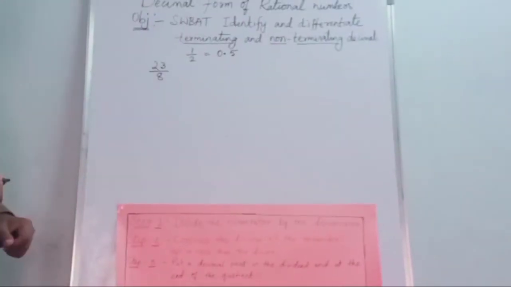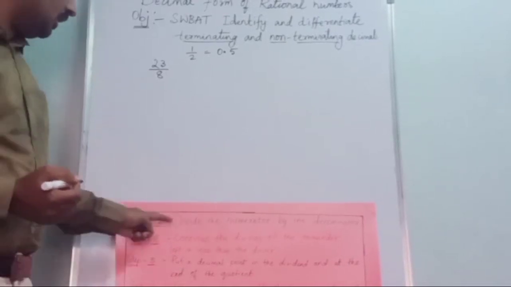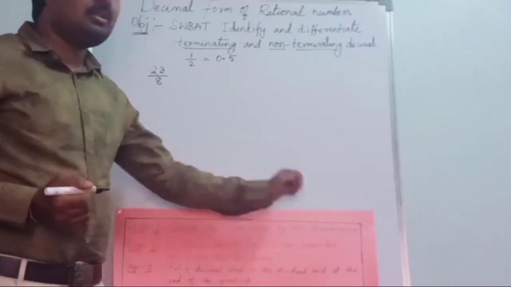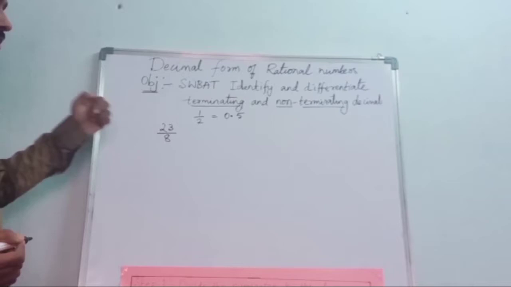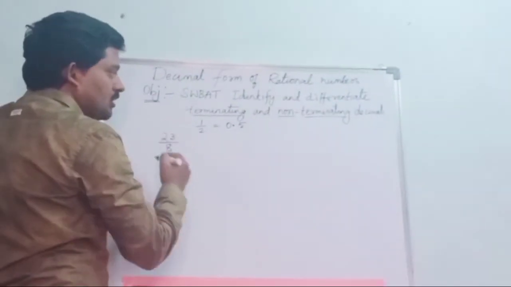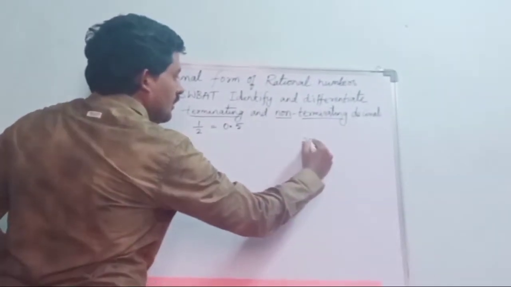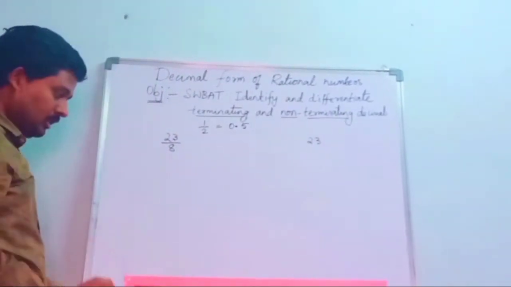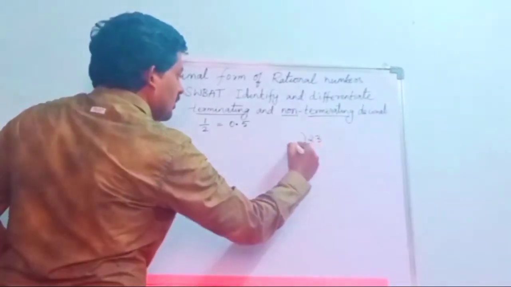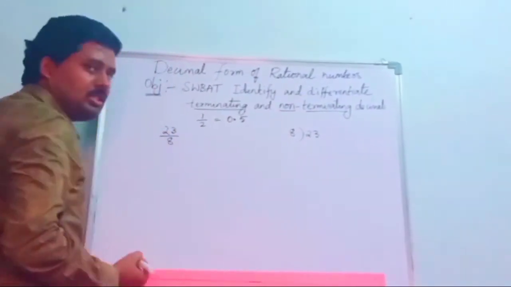What is the first step? The first step says divide the numerator by the denominator. So we will take the numerator, which is 23, by the denominator. The denominator here is 8.